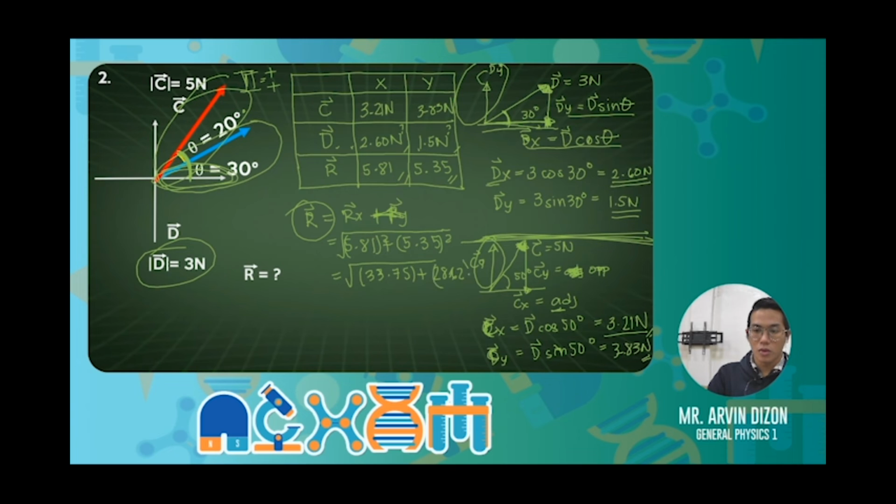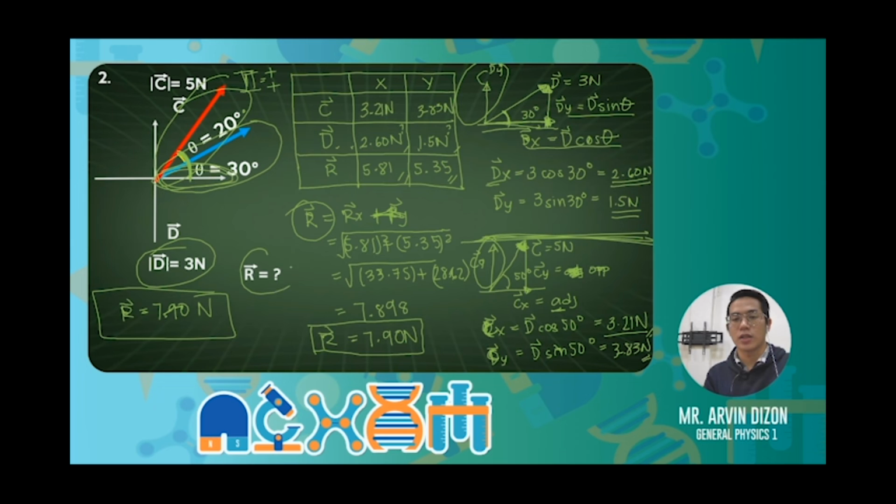28.62. Now, the value for that would be 7.898. So that will be 7.90 newtons. So that will now be the resultant value of your R. So R is equal to 7.90 newtons. So this is now your answer for the resultant vector of this illustration.